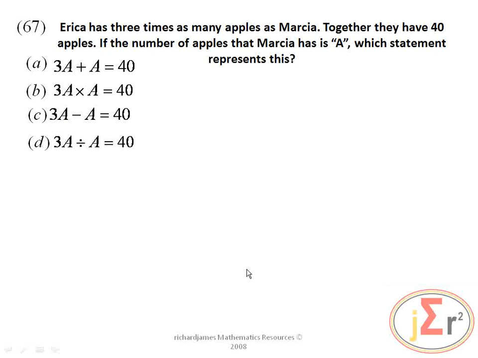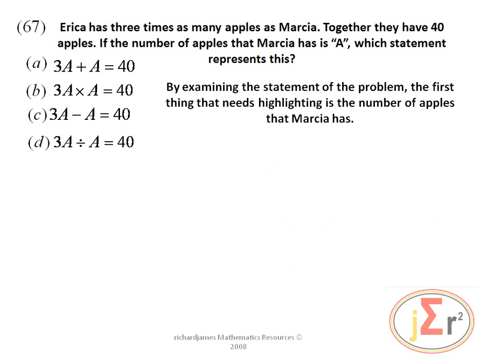Erica has 3 times as many apples as Marcia. Together they have 40 apples. If the number of apples that Marcia has is A, which statement represents this? By examining the statement of the problem, the first thing that we need to highlight is the number of apples that Marcia has. And the number of apples that Marcia has is A. So let us write down that A.